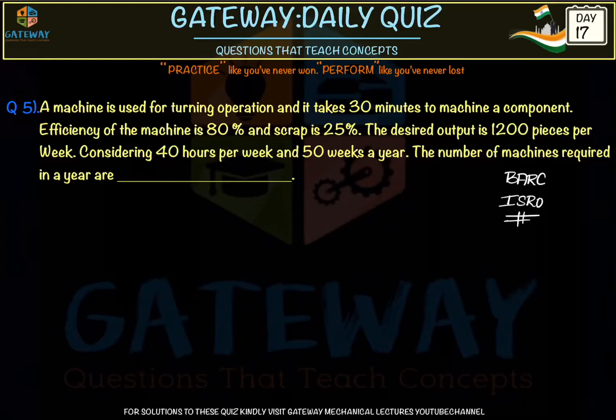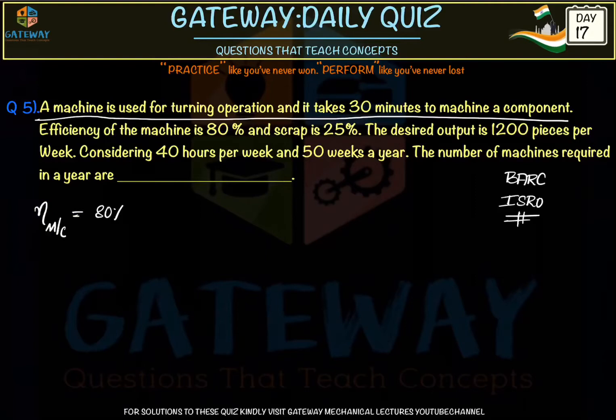So we'll read the question and understand it. The machine is used for turning operation and it takes 30 minutes to machine a component. This statement, you keep it aside, we'll be using it at last. The efficiency of the machine was given: 80%. What does the efficiency of a machine mean? Suppose your machine is working.